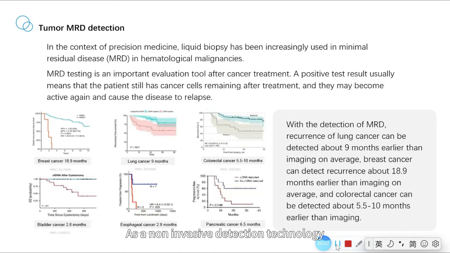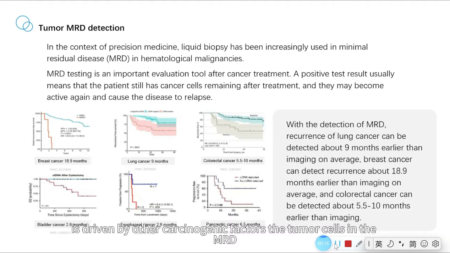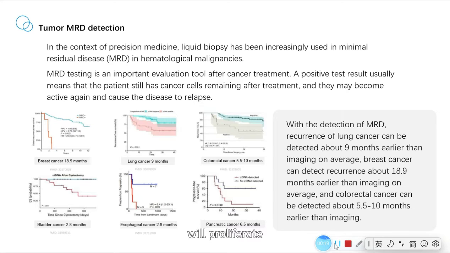As a non-invasive detection technology, liquid biopsy has fewer clinical application restrictions than tissue biopsy and has received increasing attention in recent years. Research on the application of liquid biopsy in MRD has also emerged in recent years. When patients receive treatment, MRD may exist in the form of dormant tumors in order to avoid being killed by drugs or the immune system. After patients stop treatment or are driven by other factors, the tumor cells in MRD will proliferate and migrate again, eventually causing tumor recurrence.